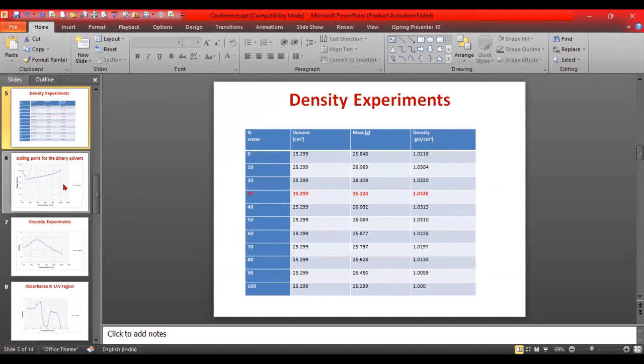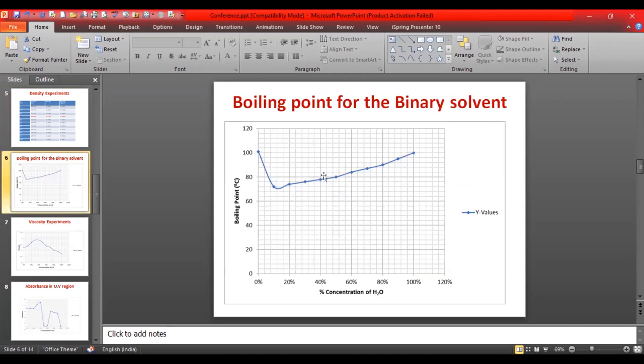Then we have done another study, checking the boiling point for the binary mixture solvents, and we found that first the boiling point decreases as you add water, and then it starts increasing. Actually, this doesn't give any clue, or it doesn't support cluster formation, but still we have done this study and we found that it is increasing.